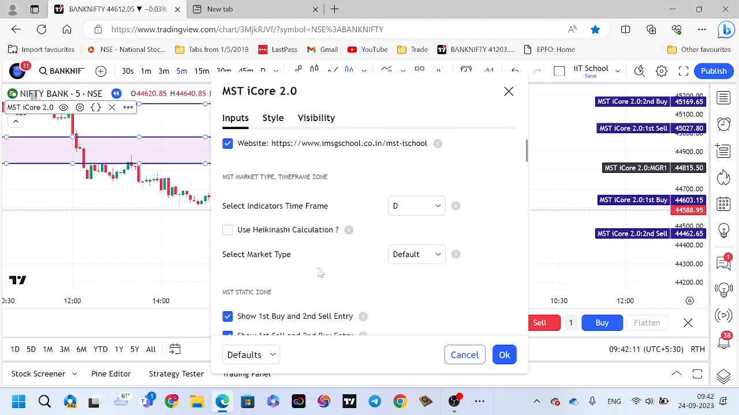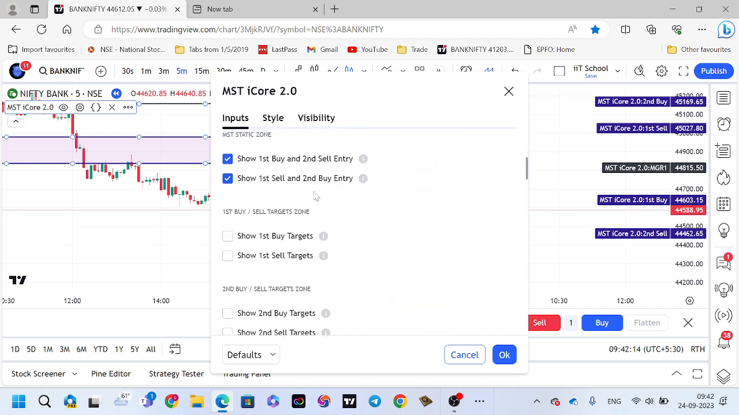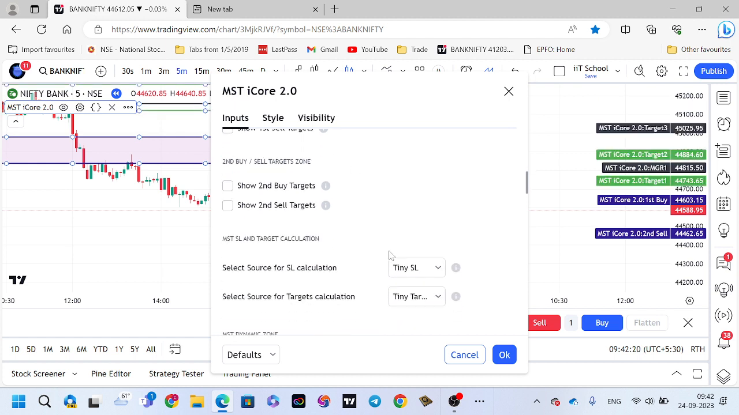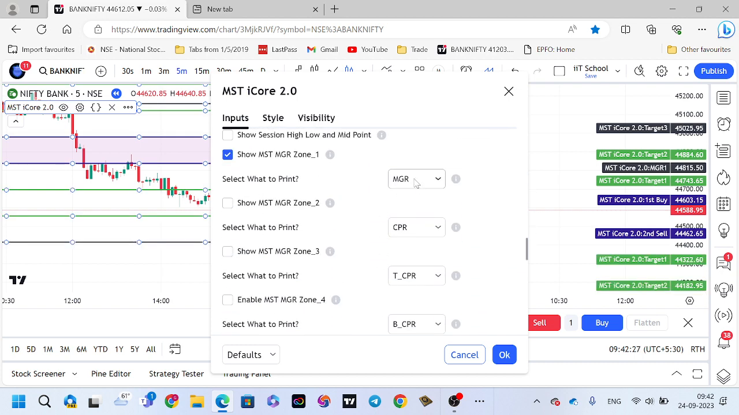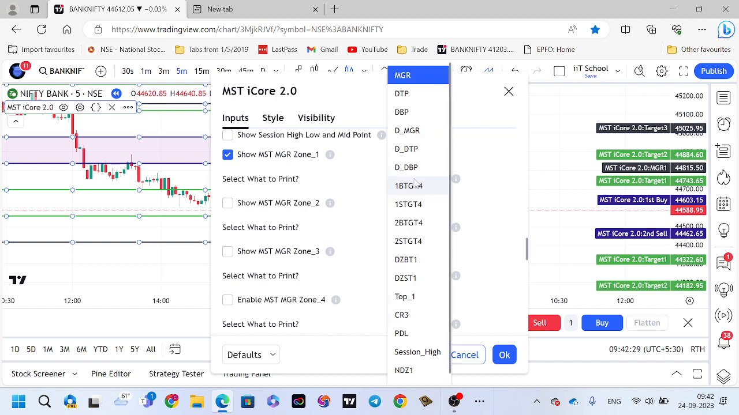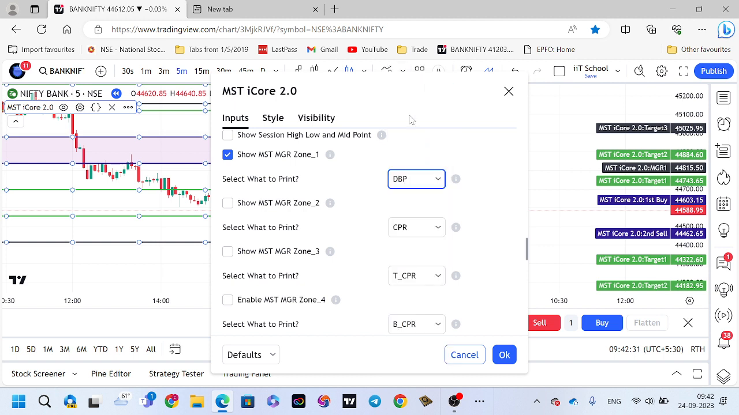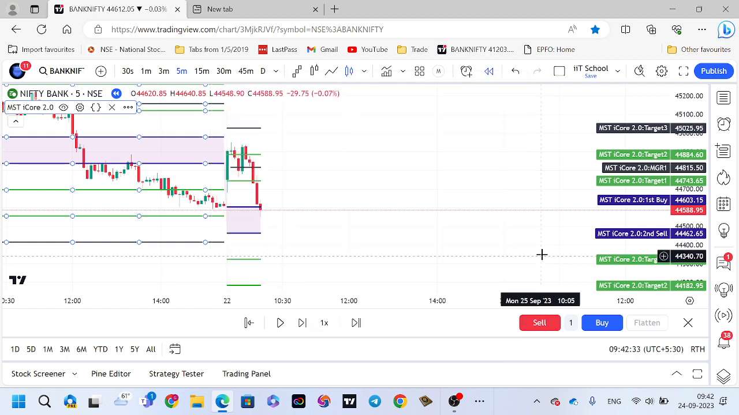Okay. Now once buy or sell is activated, go to the settings of the indicator and select buy targets. If buy activated, there is no sell. If sell activated, there is no buy. If first buy SL hit, go for the second sell. Okay. If both the side SL hit, then close the trade for the day and wait for the next day trade or next market type trade.